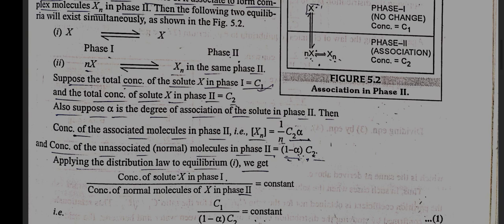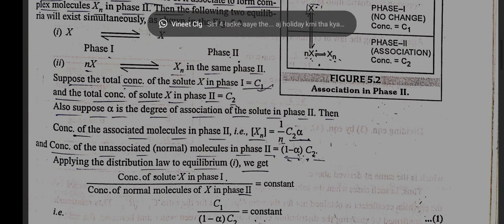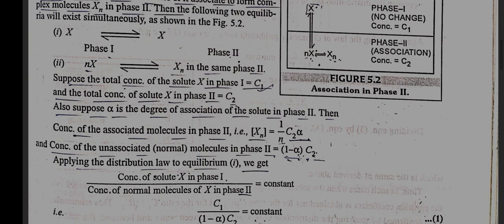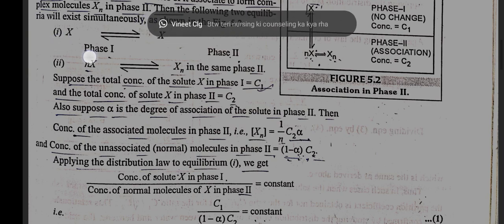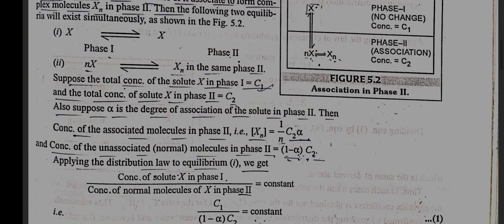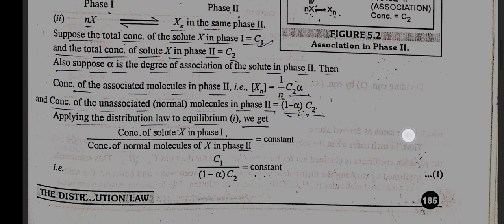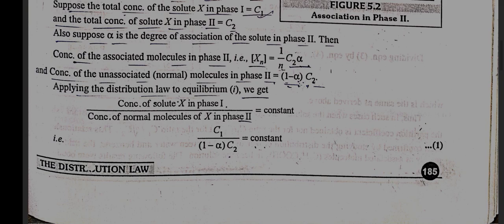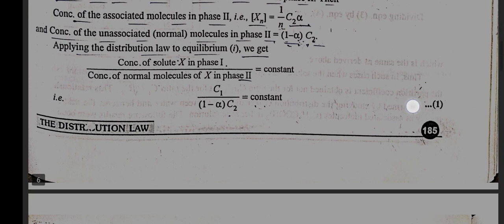Also suppose alpha is the degree of association of the solute in phase 2. Then the concentration of associated molecules in phase 2, that is Xn, is equal to 1 by n C2 alpha, and the concentration of unassociated molecules in phase 2 is equal to 1 minus alpha times C2. Applying the distribution law in equilibrium 1, we get concentration of solute X in phase 1 divided by concentration of normal molecules of X in phase 2 equal to constant. C1 divided by 1 minus alpha C2 equal to constant.